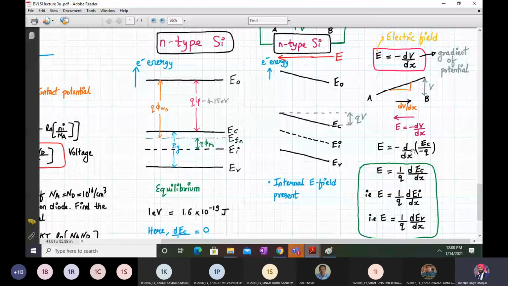So the electric field is given by d by dx of V. So V is a potential, right? But here we are in the energy band diagram. So how do you convert voltage to energy, and how do you convert energy into potential? You divide by Q, correct? So the potential is converted into energy by this.